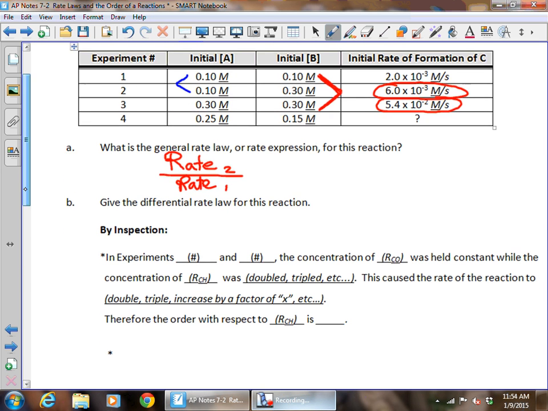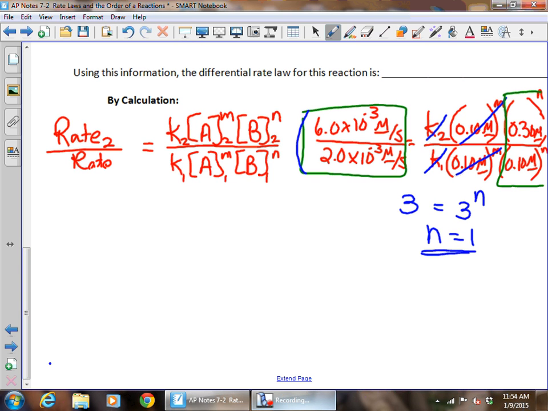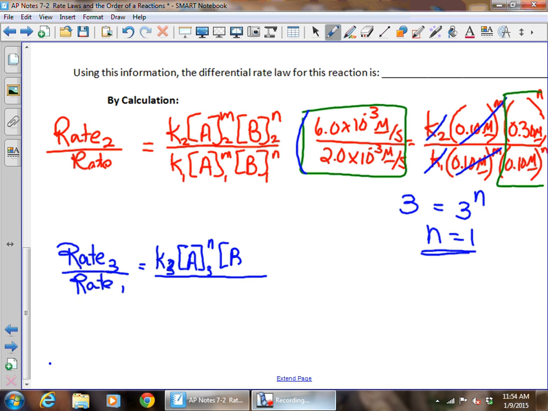So let's go down here, and we're going to set up just like we did before. We're going to set up a proportion between rate 3 and rate 1. First of all, let's set up our general rate expression, and this is going to be K3 times A to the M times B. Now look at what we can do now. We can put a 1 here. So that's going to be important.